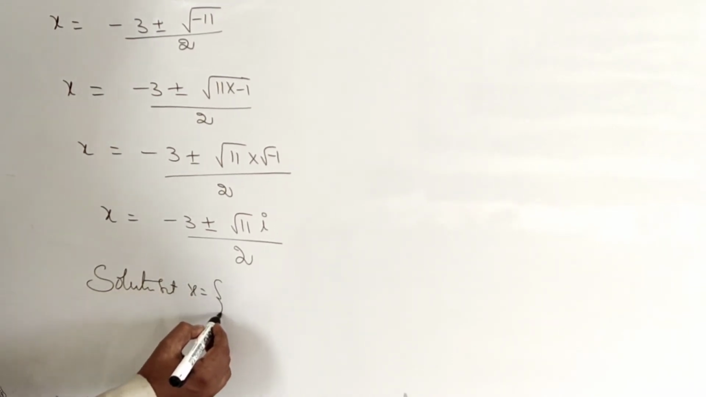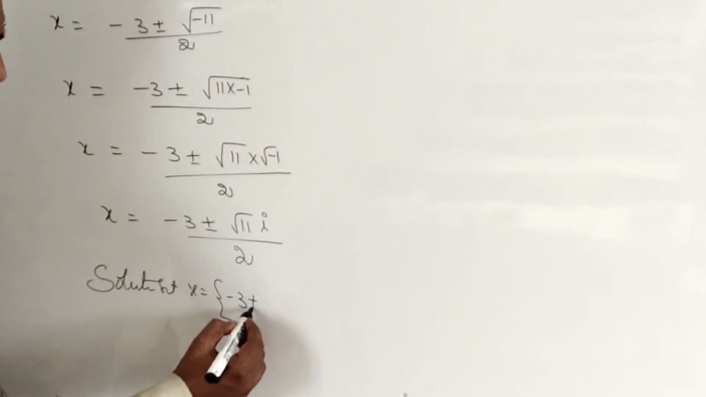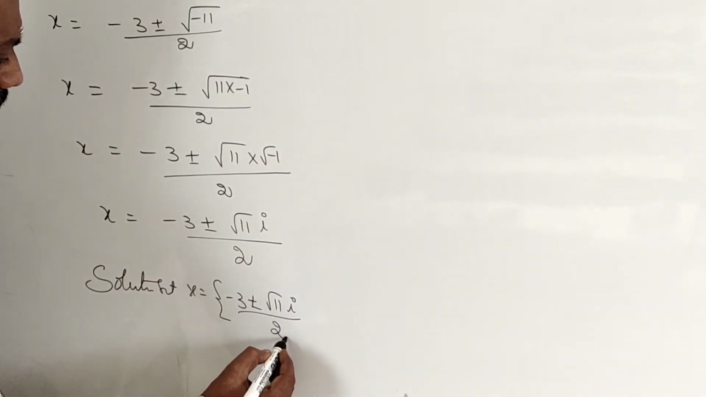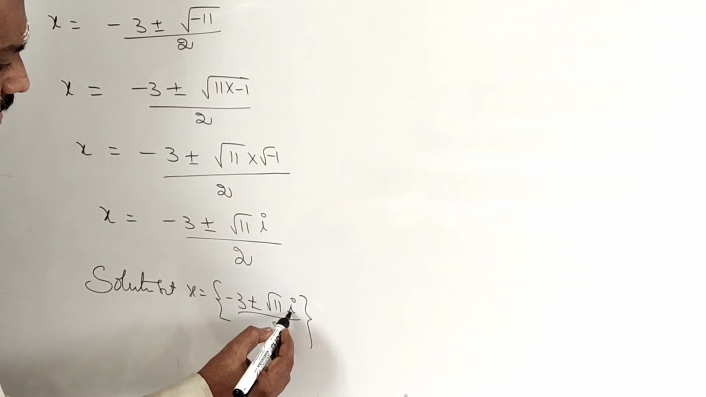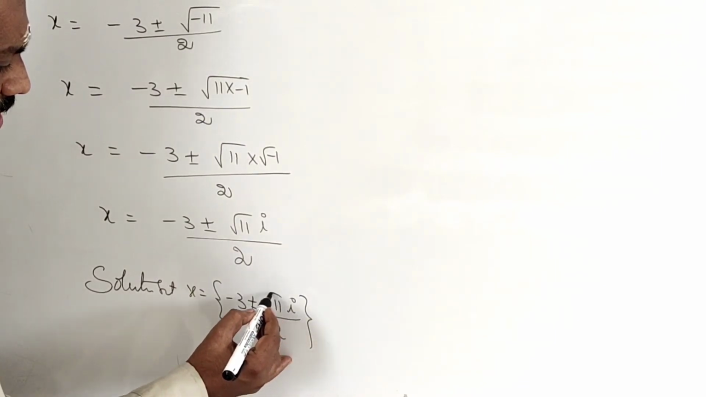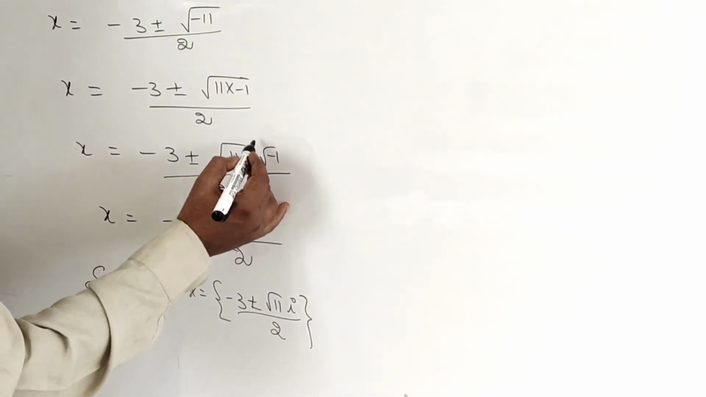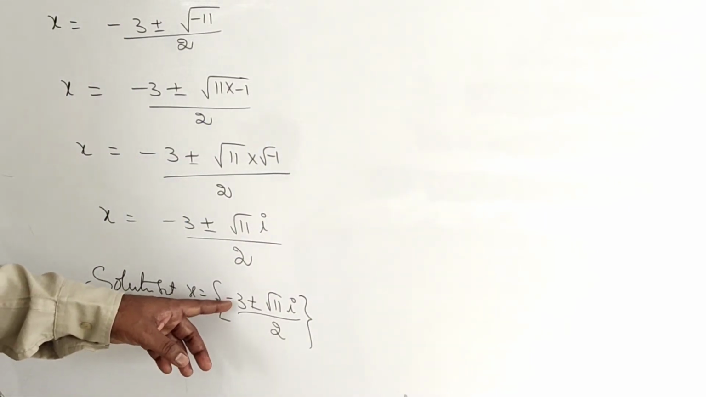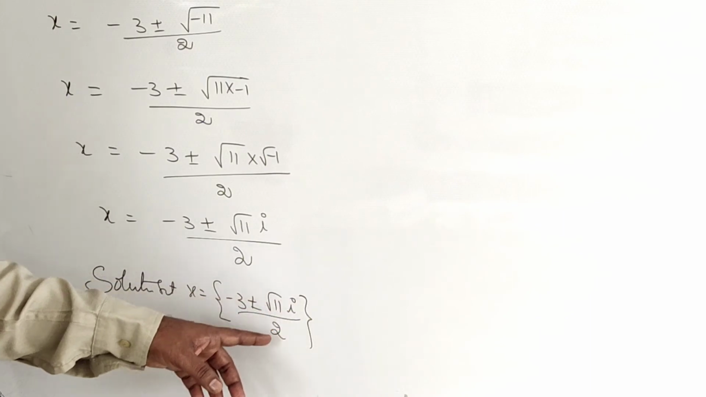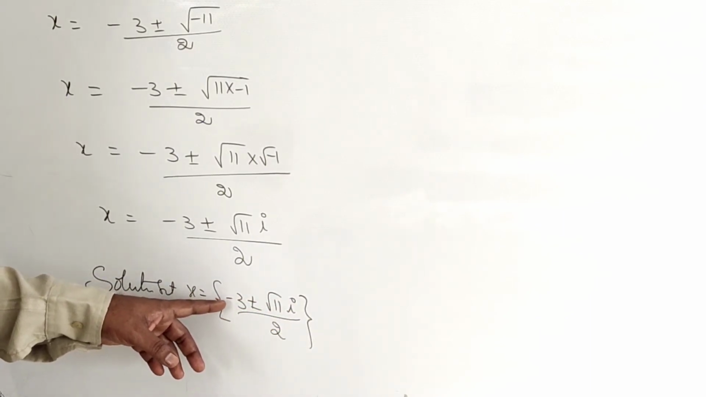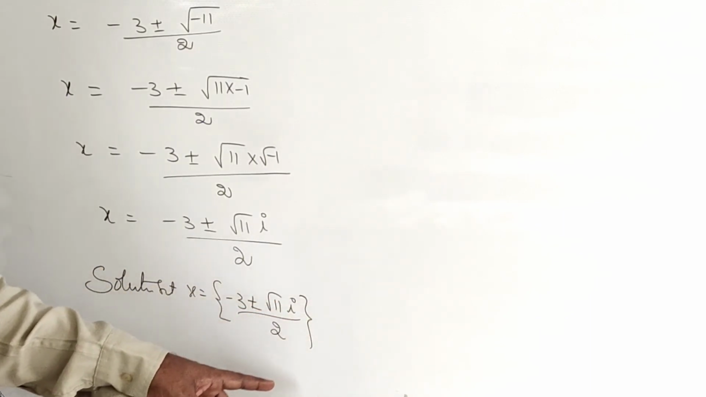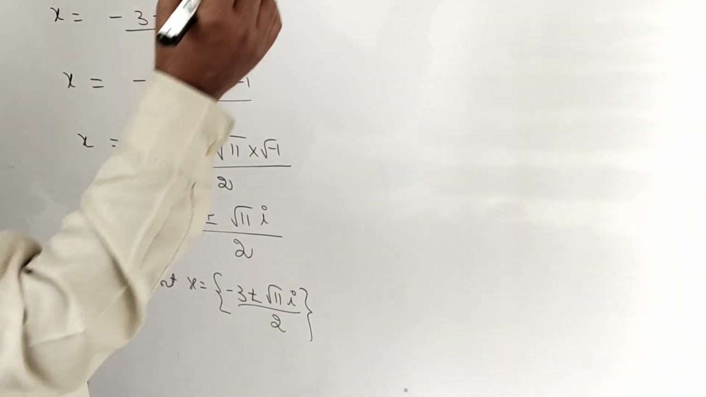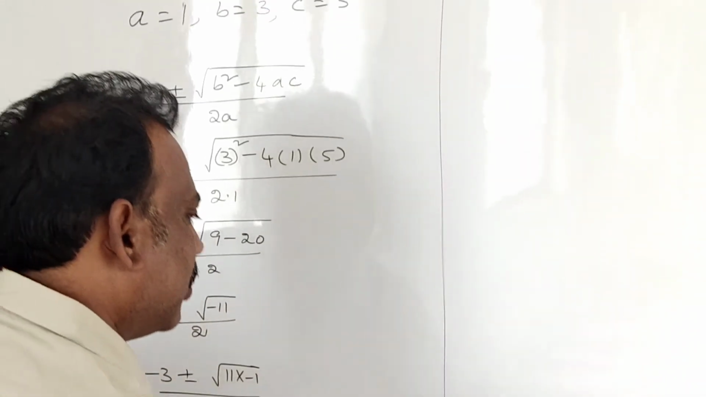X is equal to the set of (minus 3 plus or minus root 11 i) upon 2. Remember students, this i is not included in the root, because root of minus 1 is i. So that is excluded. We have here two roots: minus 3 plus root 11 i upon 2, otherwise minus 3 minus root 11 i upon 2. Clear students? So we will go through the next problem, a similar model.